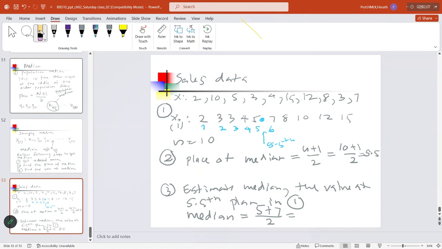This equals 6. Otherwise, it will be confusing later, when you review the notes. Okay. Now it's correct. It's clear.